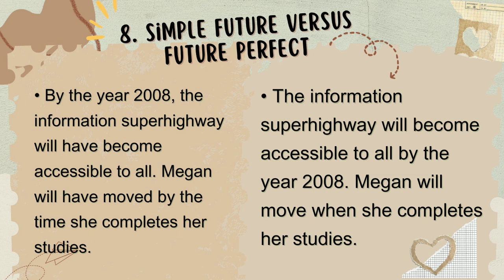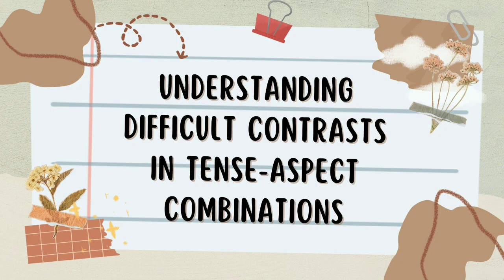Simple future alone suggests that the event or activity begins at the time mentioned. So, the information superhighway will become accessible to all by the year 2008. Next, Megan will move when she completes her study. So that is the difference. So those are the eight difficult questions in tense and aspect combination.